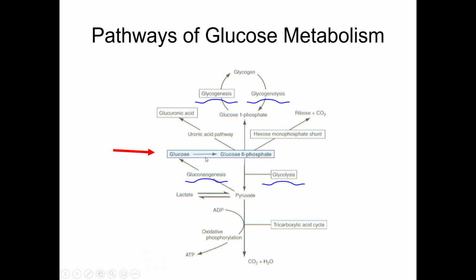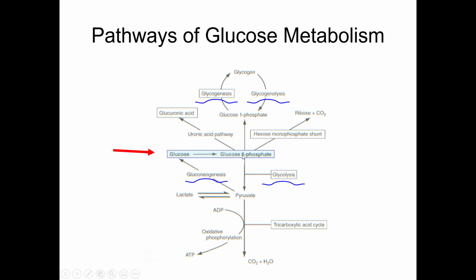Starting back with glucose here, we have glucose that goes to glucose 6-phosphate, and then this can enter into the uronic acid pathway to produce glucuronic acid. It can also go to the hexose monophosphate shunt to create ribose and carbon dioxide. It can also more commonly go into the cellular respiration cycle.